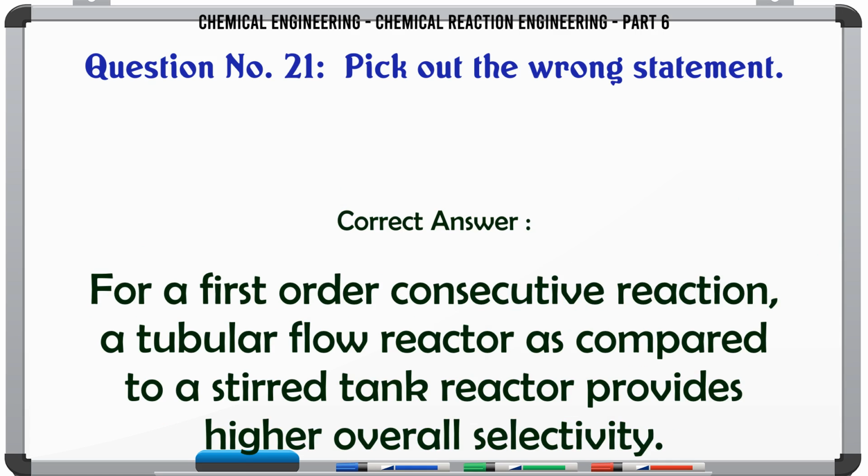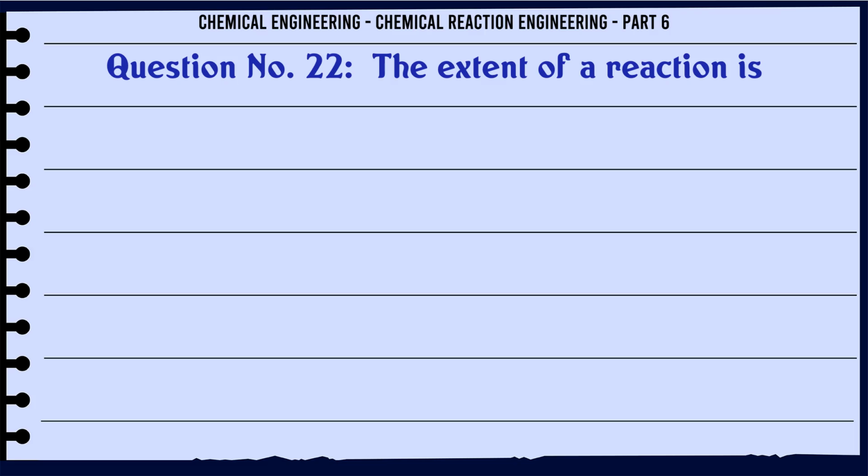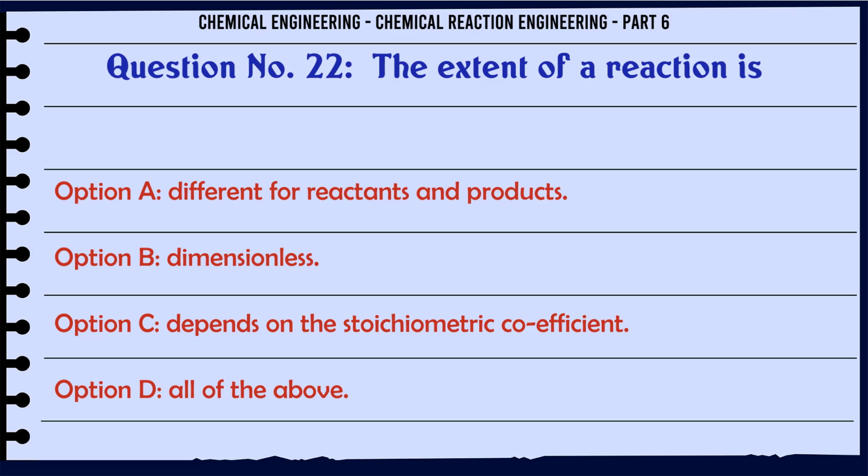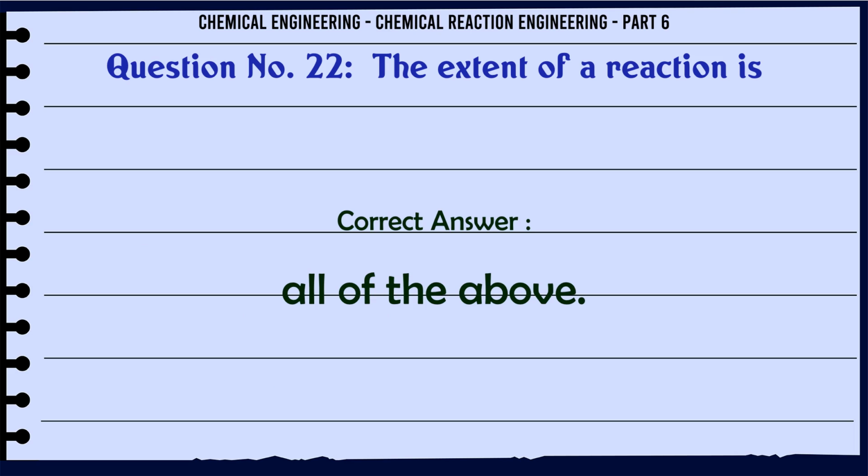The correct answer is for a first-order consecutive reaction, a tubular flow reactor as compared to a stirred tank reactor provides higher overall selectivity. The extent of a reaction is A. Different for reactants and products, B. Dimensionless, C. Depends on the stoichiometric coefficient, D. All of the above. The correct answer is all of the above.